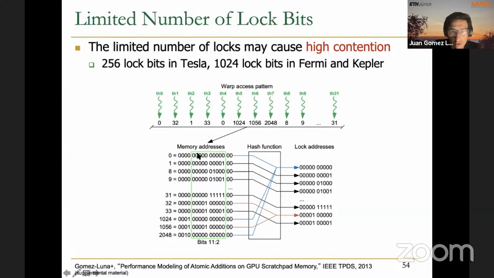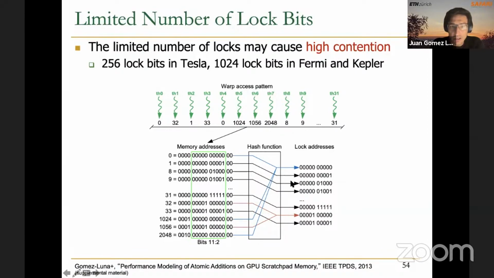And as I explained before, if you check the bits, you will see that some of these addresses share the same row and page bits and row and bank bits. And this means that, for example, this 32 here and this 1056 here, they go to the same lock address, and because they go to the same lock address, we will have contention here.